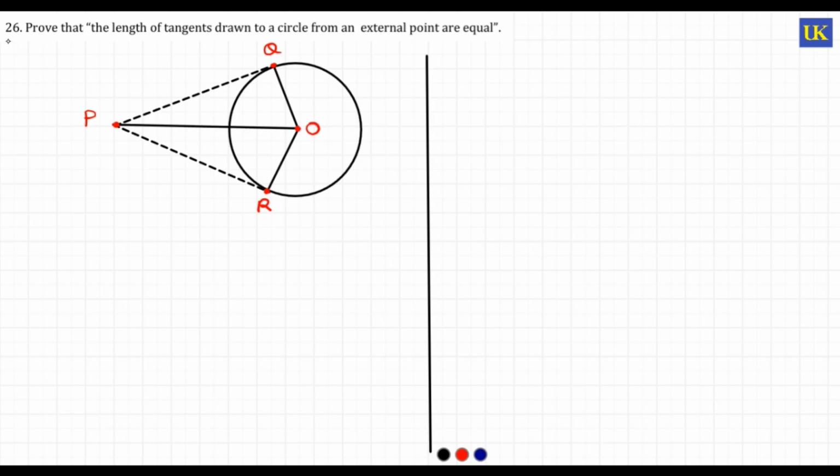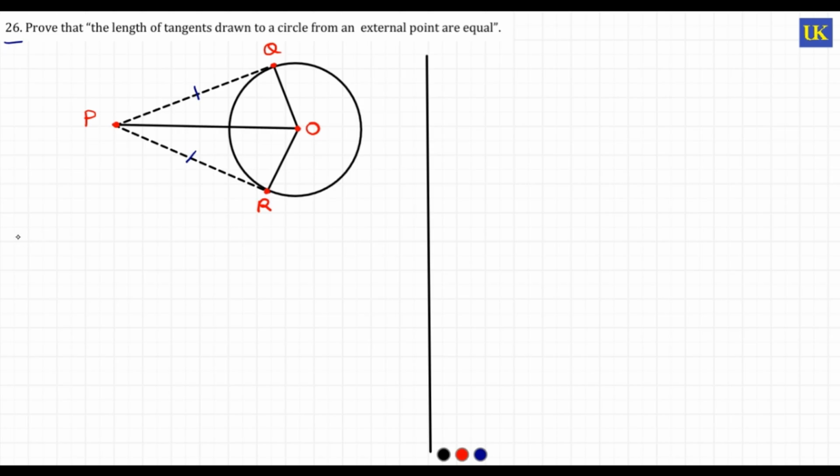Now we'll see question number 26, which is a theorem from the circles chapter, and it is very important, guys. Mostly every year this theorem comes in the examination. So here, this theorem is asking us to prove that the lengths of tangents drawn to the circle from an external point are equal. The external point is P, and from here we have drawn two tangents. One is tangent PQ, another tangent is PR, and we have to show that the length of PQ is equal to the length of PR. This is what we have to prove.